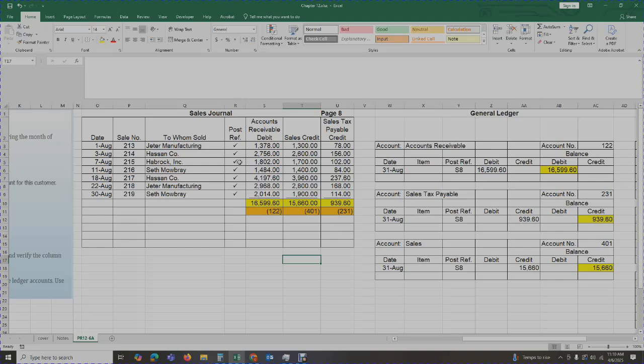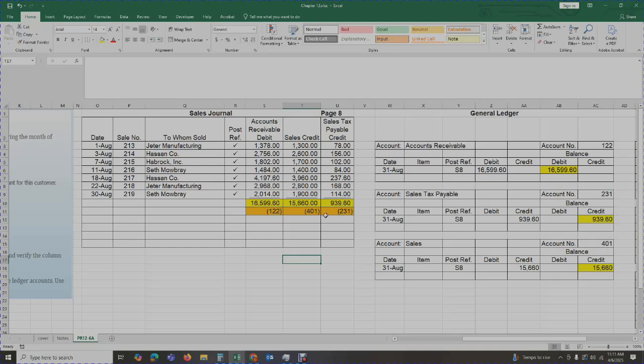Okay, and the reason we don't include the account number, once again, is because we are posting it to 3 different accounts: the 122, the 231, and the 401, because the journal has 3 different categories of entries. Okay, so here we are.